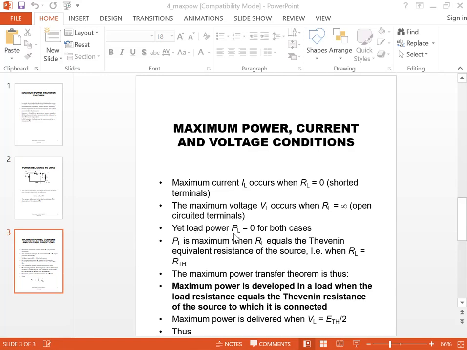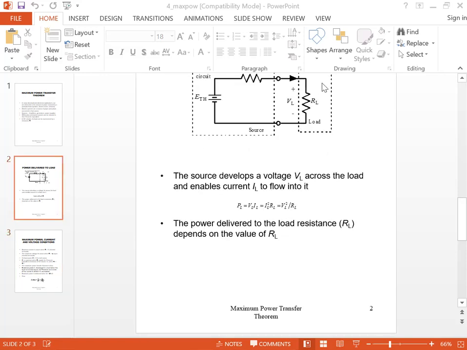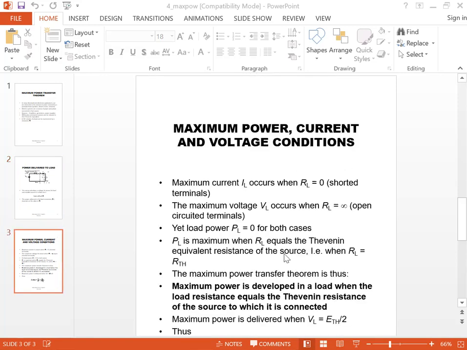yet load power PL is equal to 0 for both cases, because in the open circuit case IL is equal to 0, so P is equal to VI, and I is 0, then 0 multiplied by V, P is equal to 0. In the short circuit case, there is no voltage drop in the circuit, so V is equal to 0. The power formula P is equal to VI, I mean V is equal to 0, then V 0 multiplied by I, power is equal to 0.